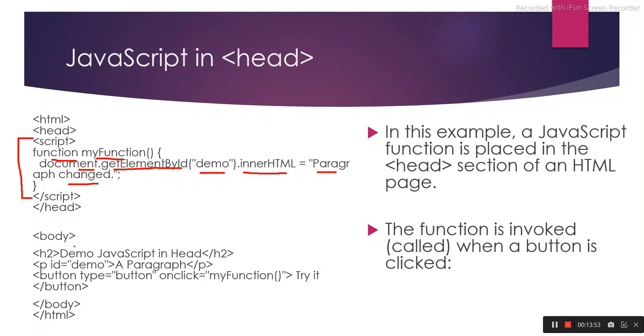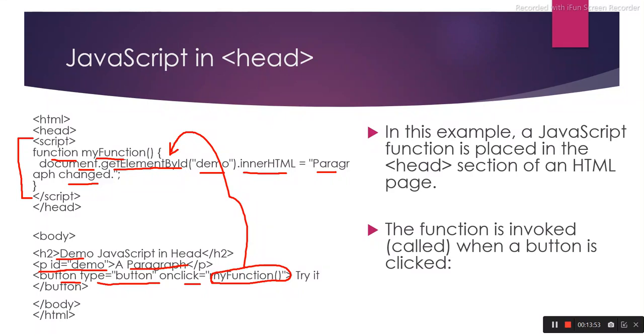Okay, so now come to the body section. Here I have one heading tag, then one paragraph tag. This paragraph has the id demo, so this is the initial content, a paragraph. Now, button type equals button, onclick, I am calling this function myFunction. So when I call this function, it goes to it automatically.